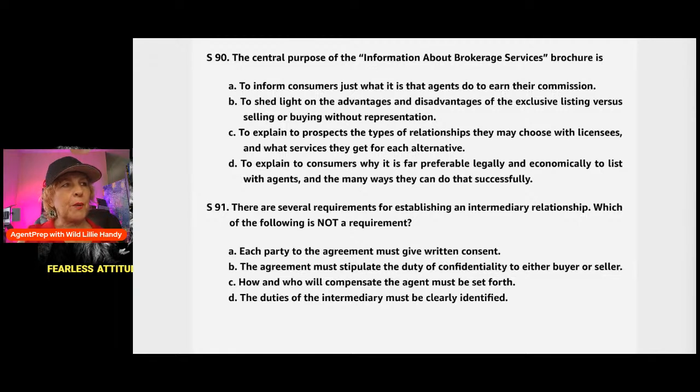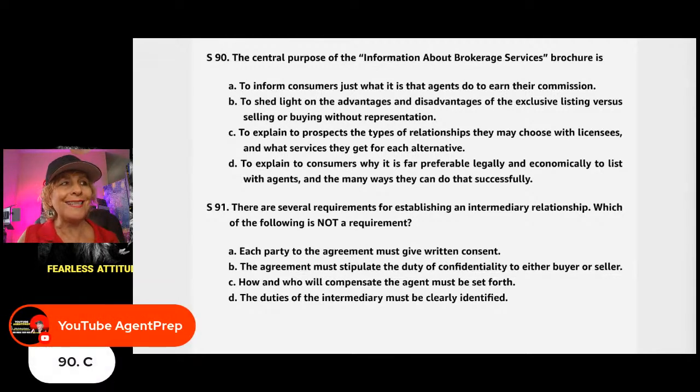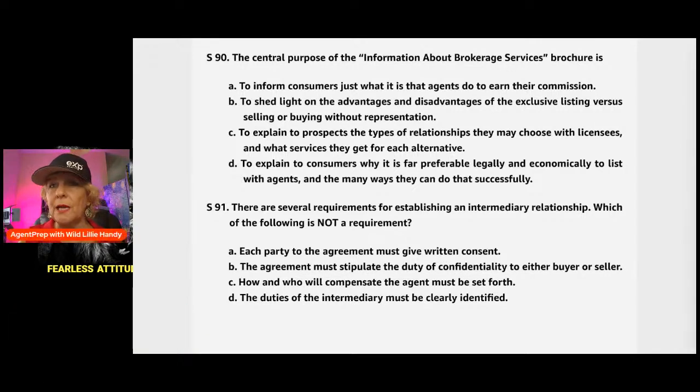So C, to explain to prospects the type of relationship they may choose with licensees and what services they get for each alternative. Oh, I forgot to type 89. What was 89? 89 was C. I forgot to type it on Facebook. Okay. At one time I had a Facebook user say, what was the answer? Okay, 90 is C. All right.